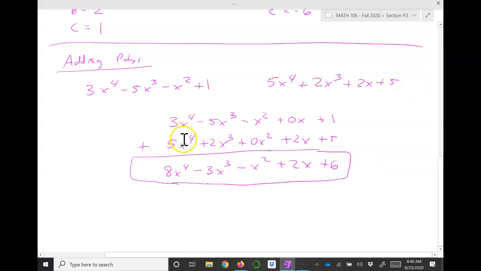And I'm adding them, so I just put them on top of each other, lining up the degrees, right? So all the x to the fourths are lined up, x to the thirds, and so on. And then I just added them. And then we get our final answer, okay?